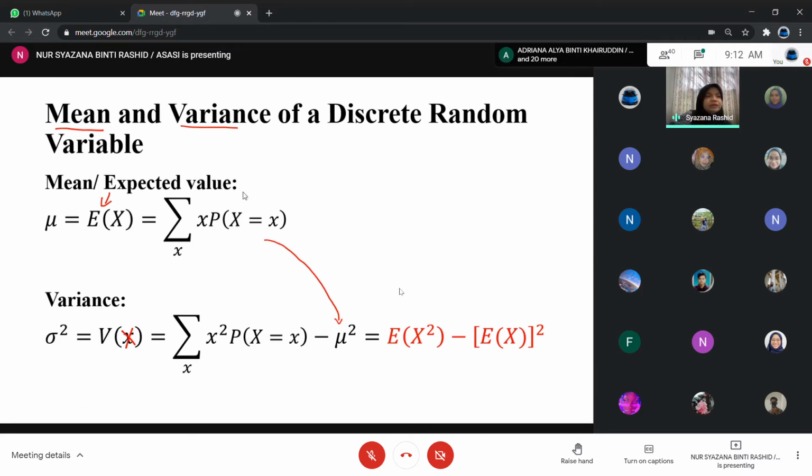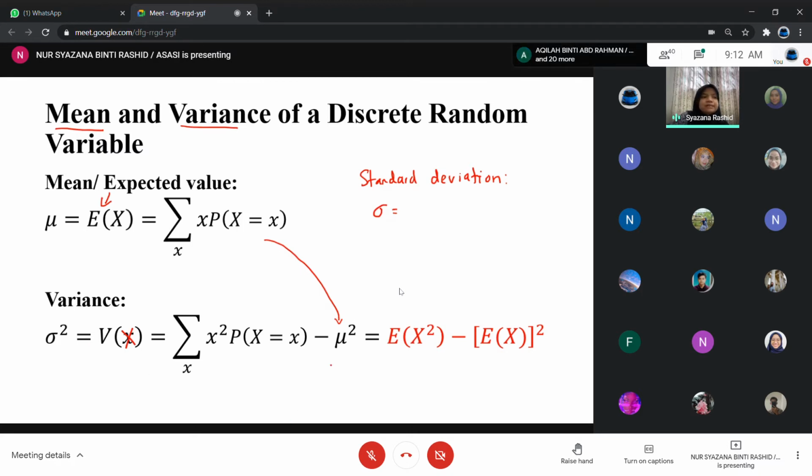Kita ada lagi satu. Sometimes dia akan tanya juga standard deviation. So standard deviation ni tak ada masalah sangat pun. Standard deviation kita akan dapat daripada variance. When we have the variance, so standard deviation ni hanyalah punca kuasa.